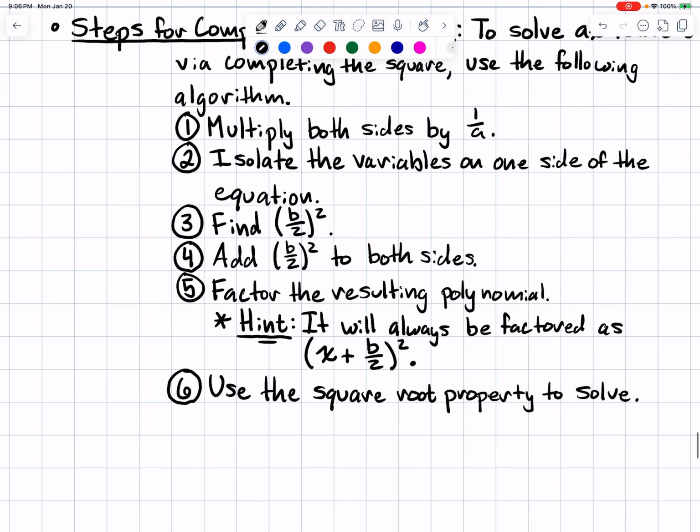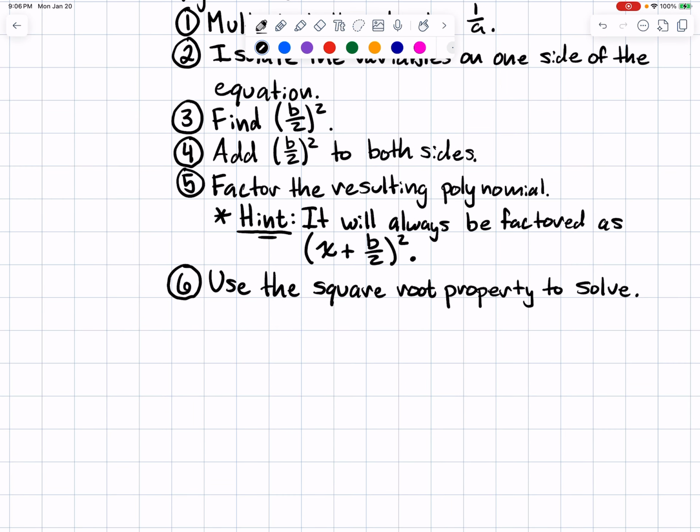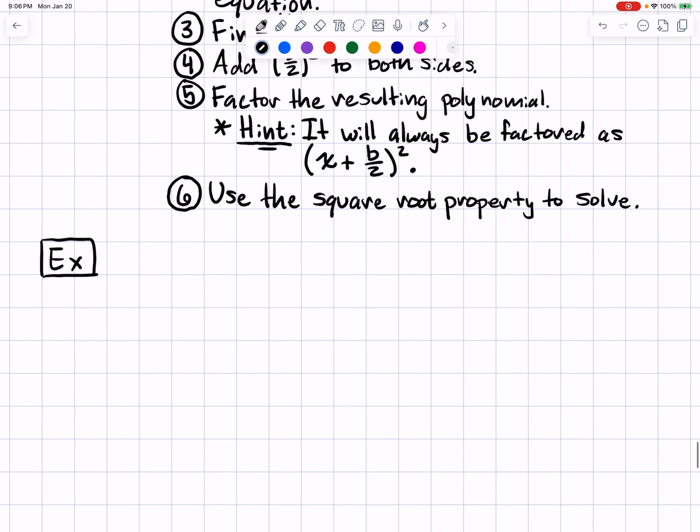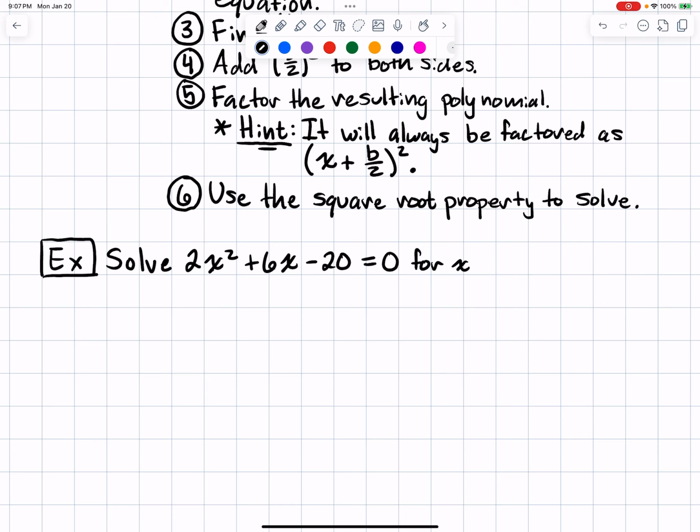So let's follow along. Example: solve 2x squared plus 6x minus 20 equals 0 for x using the completing the square method.